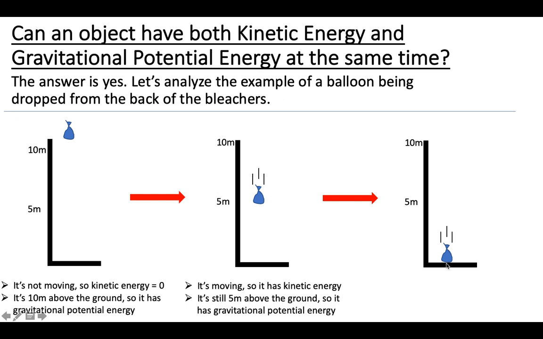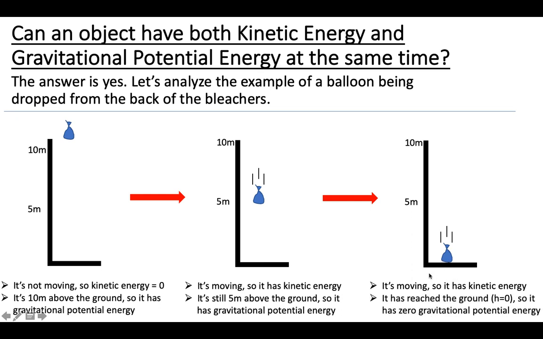So because it's still moving, it has kinetic energy. Okay, and because we're looking at that super small moment in time where it's at the bottom, it has reached the ground, which means its height is 0. It has no height. It's at the ground, so it has 0 gravitational potential energy. Now it's at the ground. Okay, so it's got no gravitational potential energy there.